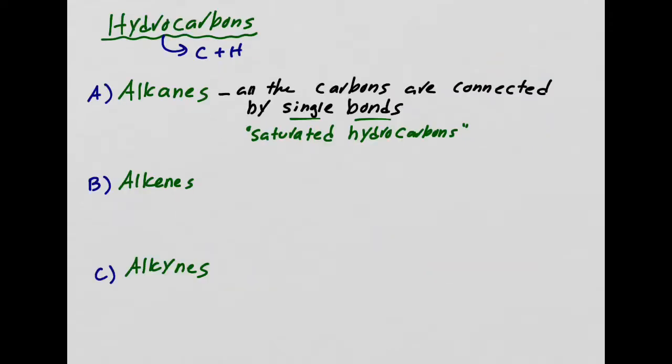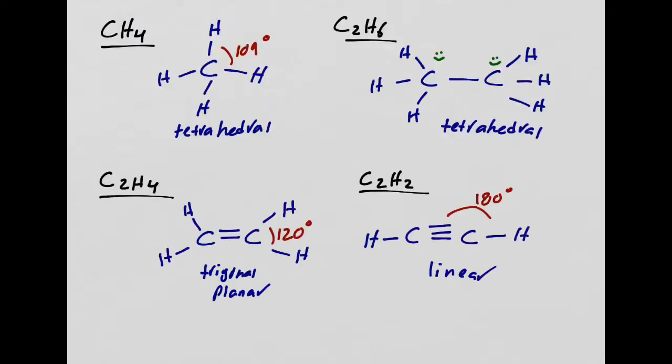Now, let's go to alkene. Alkene is when you have 1 or more double bonds. So now at least 1 or more carbons are connected by double bonds. Give me an example. You know the example. C2H4, 1 or more double bonds. I have a double bond, so this is an alkene.